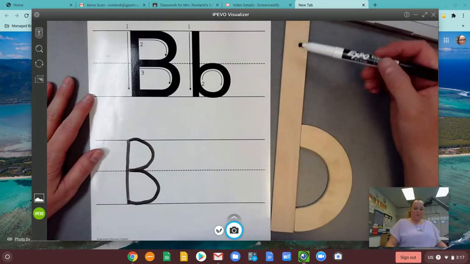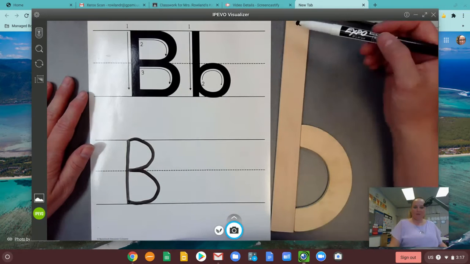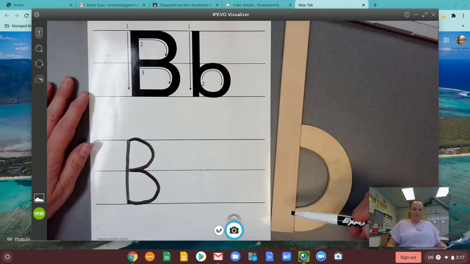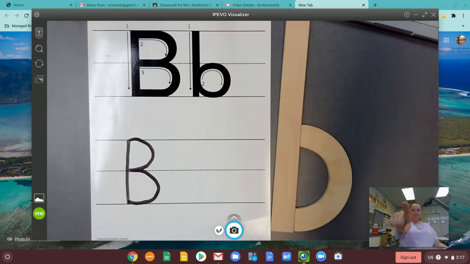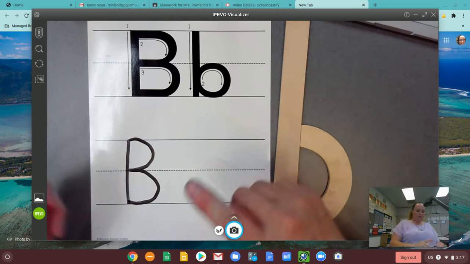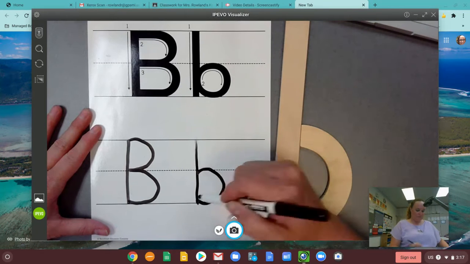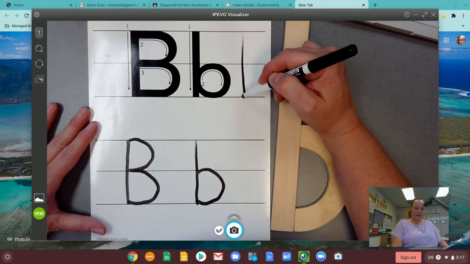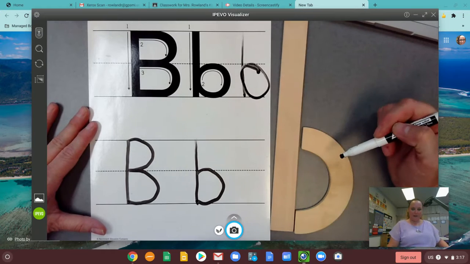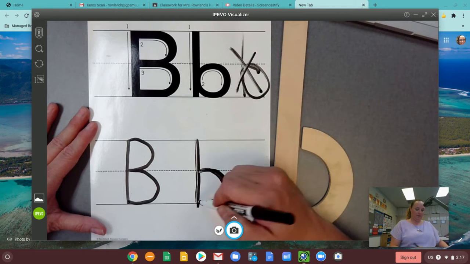So lowercase b, you're going to do a big line down. You are not going to frog jump. A frog jump means you go all the way back up to the top. This time when you get down, you're going to come up just to the middle, and then you're going to make that little curve. Let's trace it on our computer. Remember, big line down, little curve. Let's try it on our paper. Big line down, little curve. Please be sure you are not making your B with a big line down and a circle. Okay? That's not the way that we want it. We want big line down, little curve.